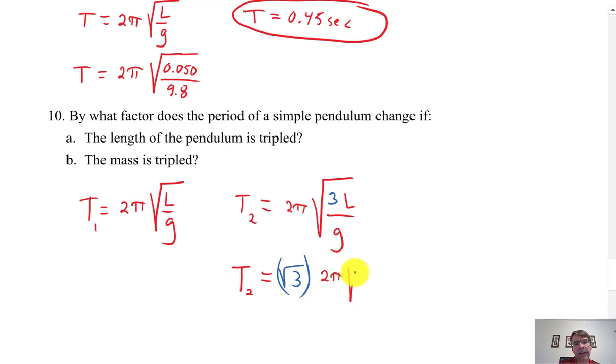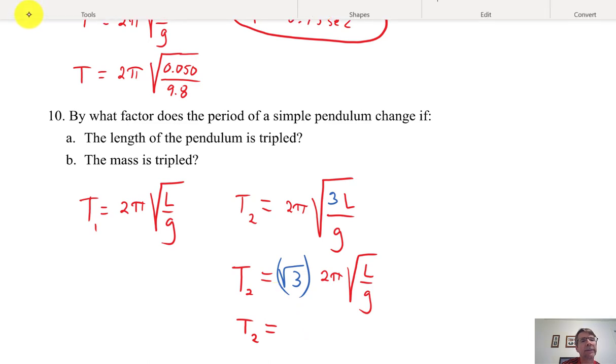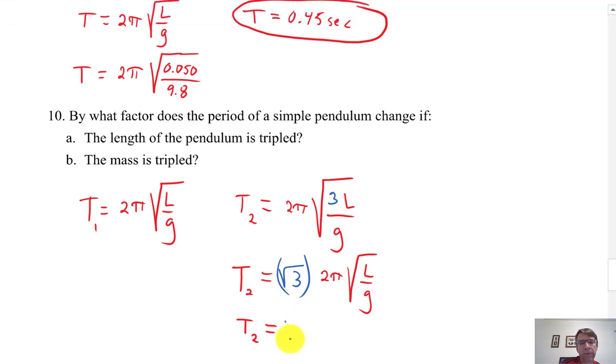So then it's 2 pi times the square root of L over g. All that red is all the original for T1. The only thing that's different in the second equation is the square root of 3. So in other words, T2 is equal to the square root of 3 times T1. It's root 3, which you could put in decimal form. I'm not sure what the decimal is right now, but it's like 1.7, like I said before, times T1.